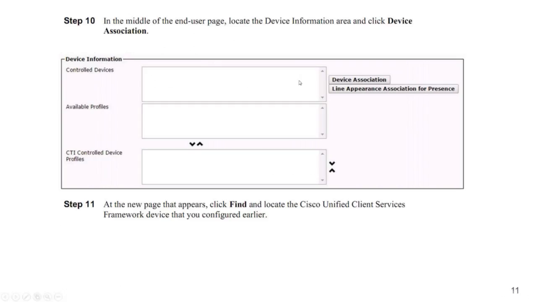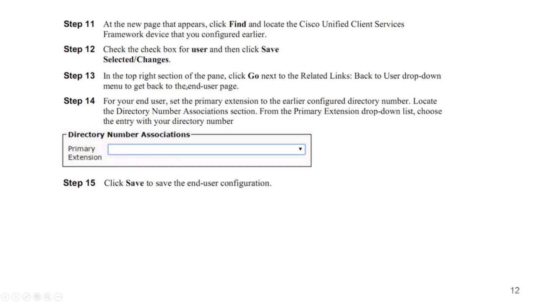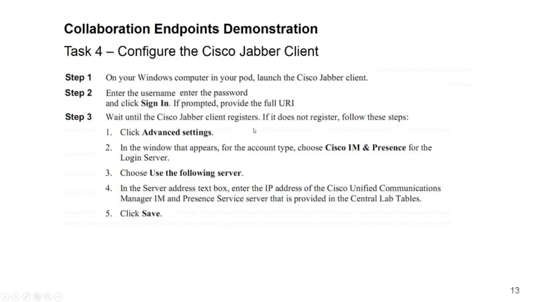There are a couple of other things that we need to do, but let's just review on the slides here. Make sure that we associate the devices. We're going to click Find. We're going to find all the devices associated to this end user, the Jabber client and the desk phone client. And then we're going to save those changes. We need to make sure that we set our primary extension. In this case, it was 1000.